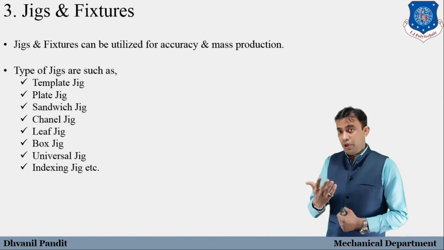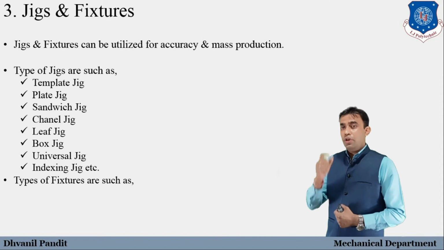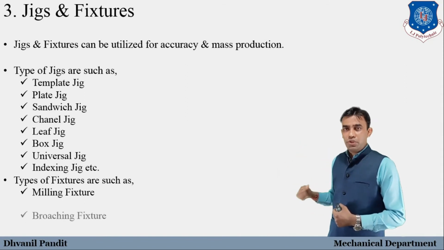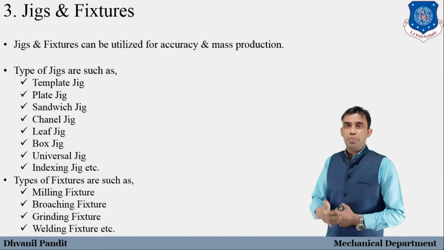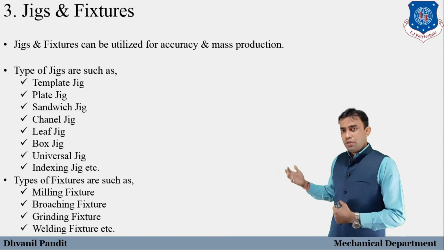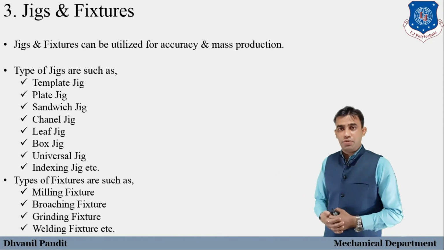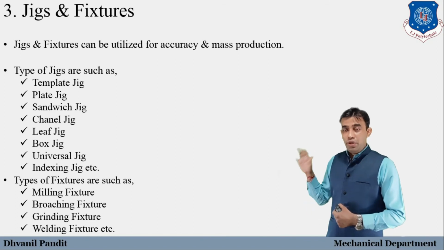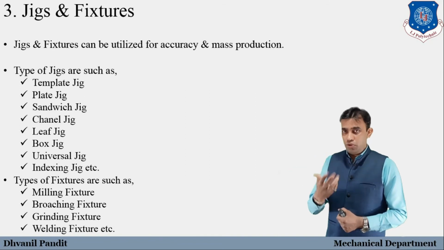Whereas fixtures, which are also required for accuracy and mass production, include milling fixtures, broaching fixtures, grinding fixtures, and welding fixtures, which are also considered a part of tooling. Again, there are lots of different types of fixtures available, and we can design different types of fixtures for quality and mass production. So here we can understand that jigs and fixtures are also considered a part of tools.